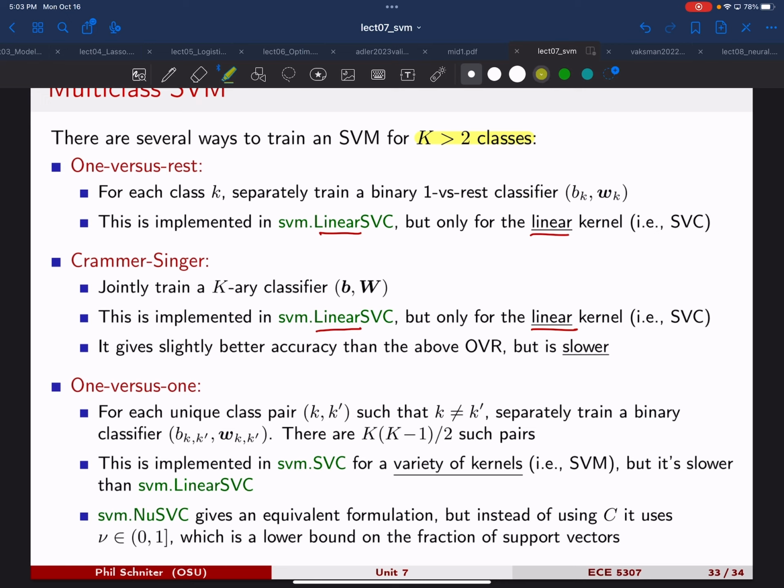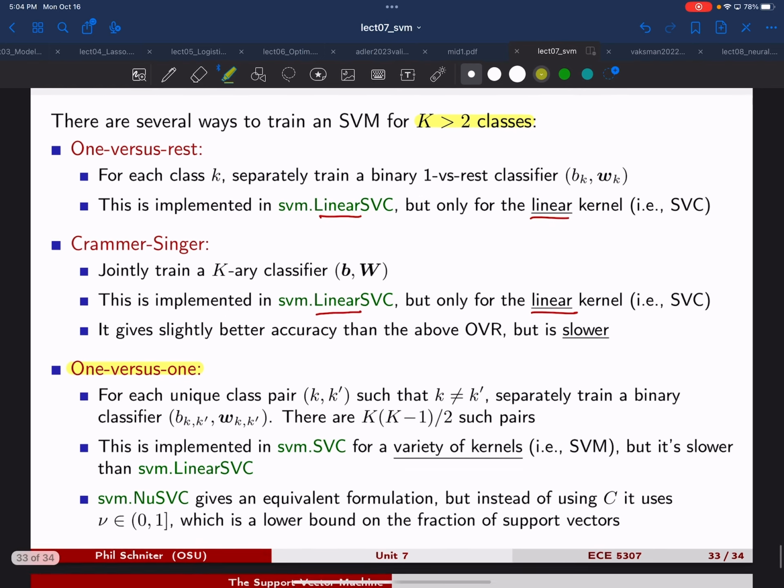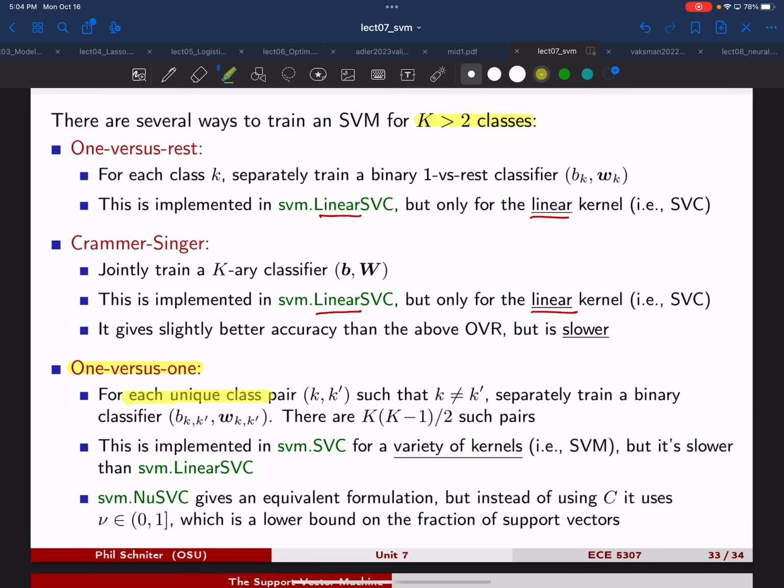It turns out that it uses this one versus one approach, which we talked about back in Unit 5. For one versus one, for each unique class pair, you separately train a binary classifier. For example, if we had three classes, you have a class pair like 1 versus 2. You could design a classifier for that, another classifier 1 versus 3, and another classifier 2 versus 3. Those are each class pairs, and there are going to be K times K minus 1 over 2 class pairs.